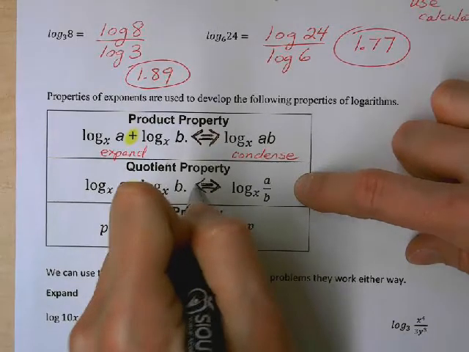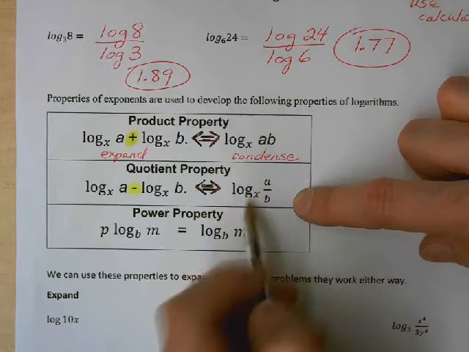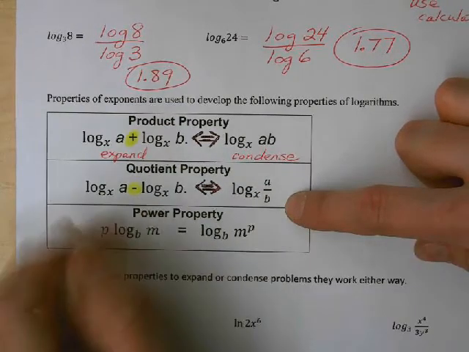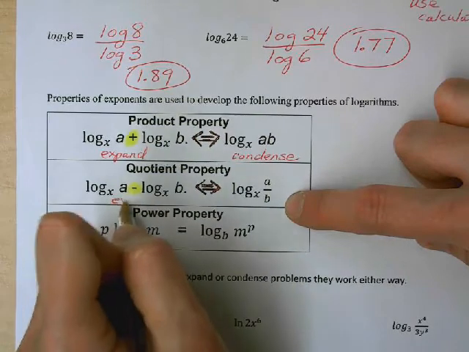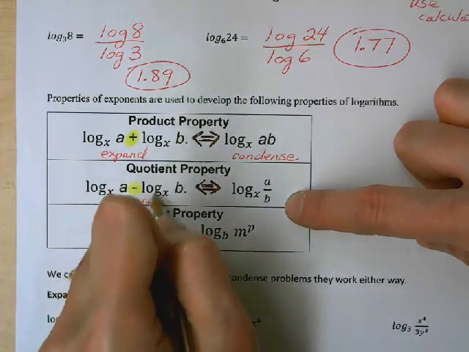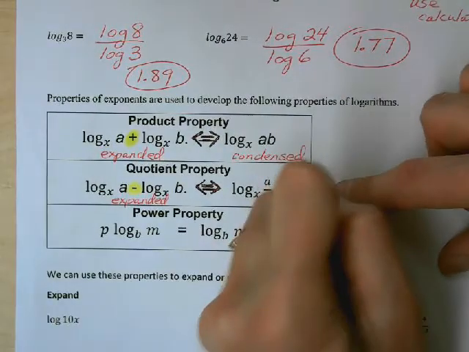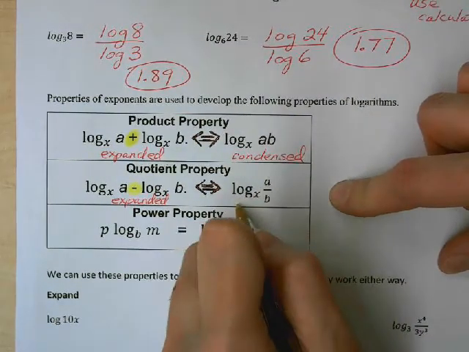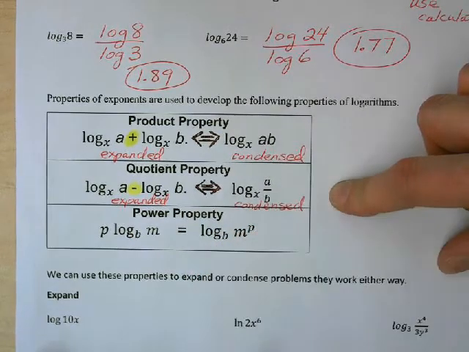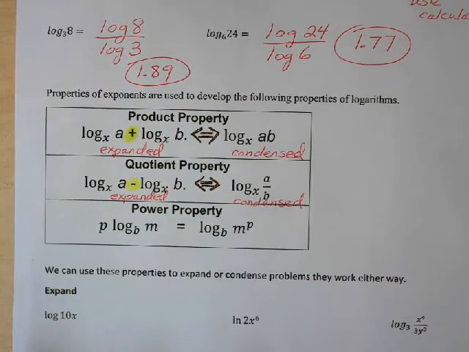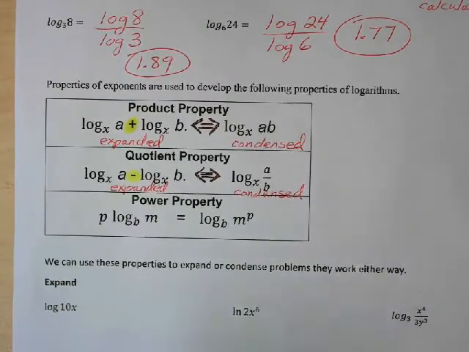So again, this side is called condensed, put together, and this side's expanded into two things. You can write expanded or expand. And this is the condensed side. Same thing again. We're going to try these rules down below. It's just showing you these properties first.